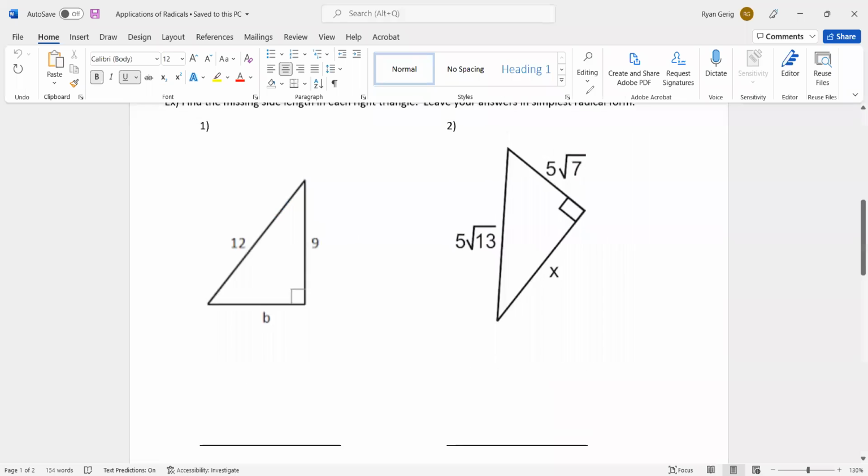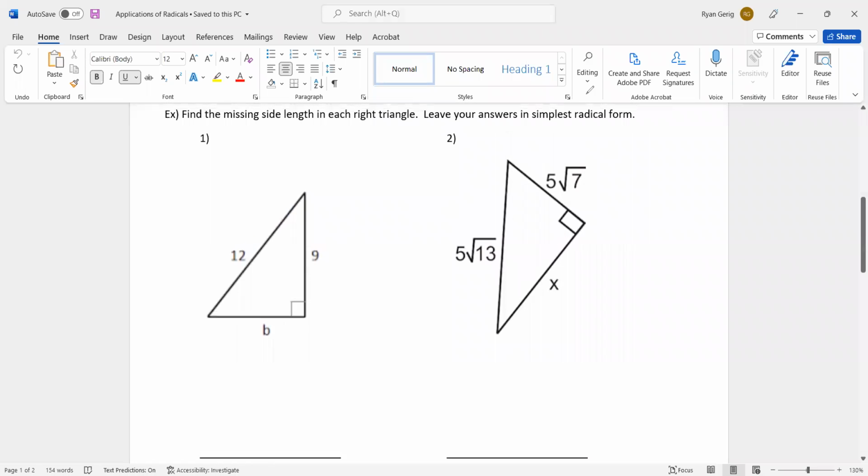Now, I told you when I was talking about the hypotenuse that it's a good idea to identify the hypotenuse first. Sometimes I give you the hypotenuse, sometimes I don't. Okay, in this case, I did. The side across from the right angle is the 12. This is the hypotenuse here. So I gave you A and C. So when I'm writing my equation, I have 9 squared plus B squared equals 12 squared.